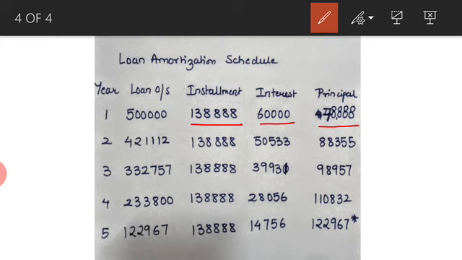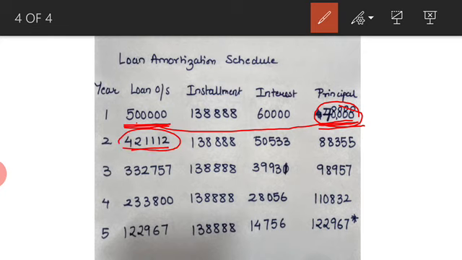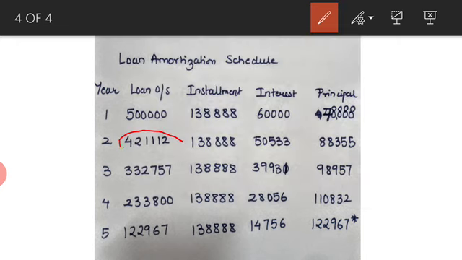Then coming to the second year, I hope you're clear with this. The loan period is for 5 years, so we are taking 5 years into consideration. Okay. So second year, how much is the loan outstanding now? In the first year, the loan outstanding was 5 lakh, out of which you paid the principal of 78,000. So out of 5 lakh, 78,000 is already paid. So how much is remaining? 4,21,112. Now how did we get that? It is 5 lakh minus 78,888 will give you 4,21,112.